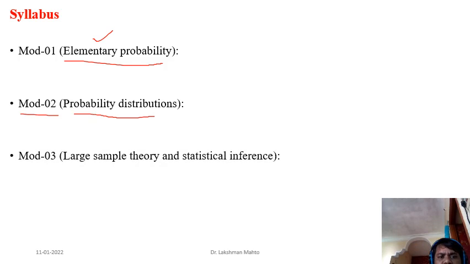Module 3 is all about large sample theory and statistical inference. People call this technique a classical way of machine learning. At the beginning of statistics, people used to get inference from the given data set using large sample theory. That is where large sample theory and statistical inference come together.